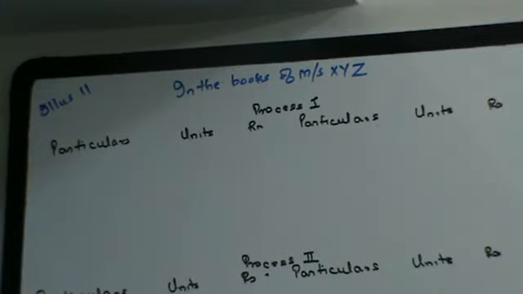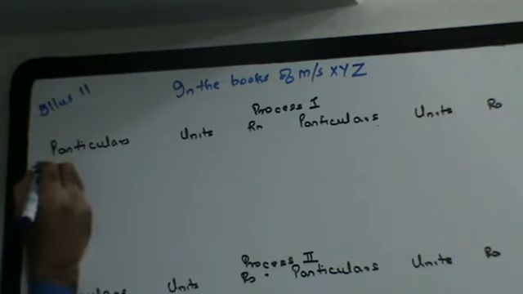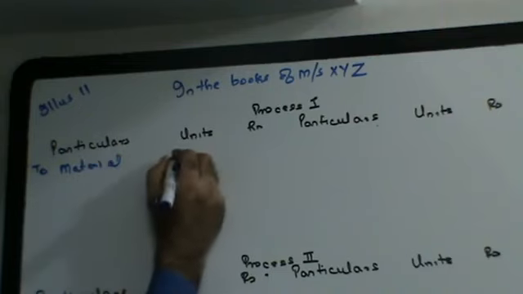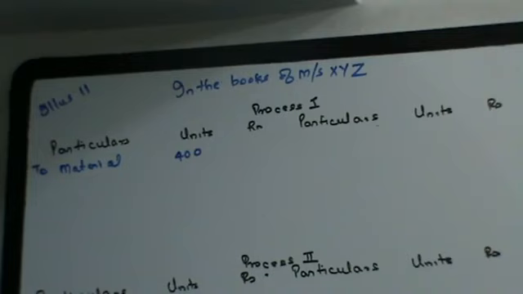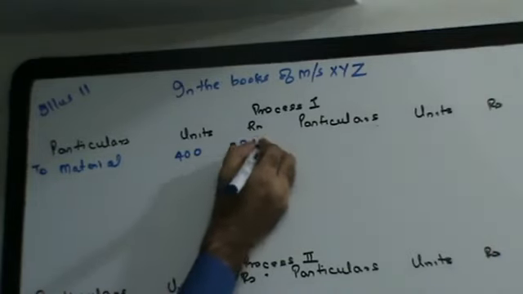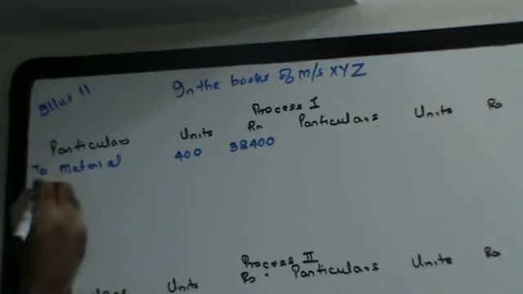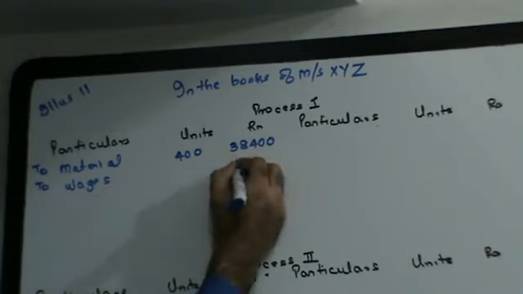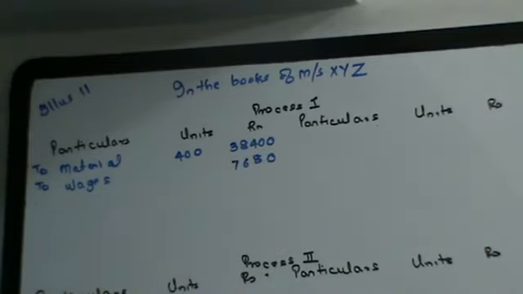They're saying that Messrs XYZ company manufactures a chemical which passes through three processes. The following particulars have been gathered for the month of Jan 2006. Material in liters: for process 1, to material, they are saying 400 liters. And the cost is given to you as 38,400. To wages are given to you as 7680, right? That's it.